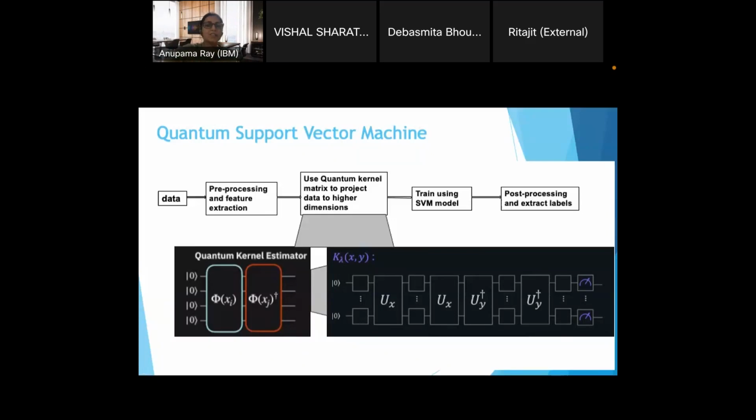The reason being that it could be something which is very hard to do classically, and it can be done easily on quantum hardware. But that does not guarantee that it's going to work well on the given data set that you are working on, on the given classification problem that you are working on, right?